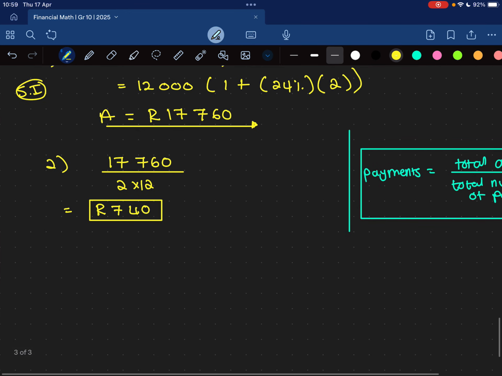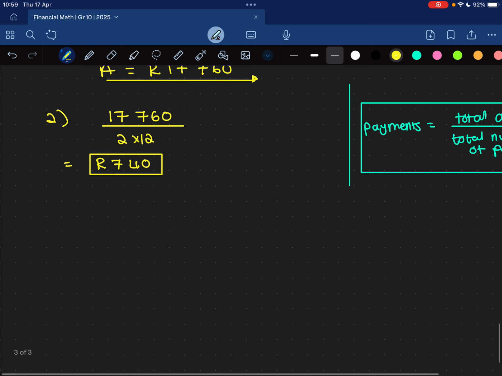Okay. Then the next question, C, says Nkemba invested 500,000 in the share market. He managed to secure an average compound interest rate of 14% per annum during the first 2 years. Calculate the value of his investment at the end of the 2-year period.